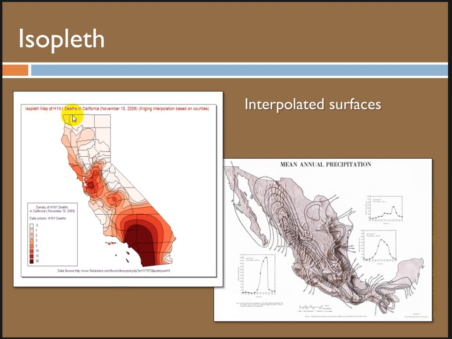This is an Isopleth map of H1N1 deaths in California. Again, we probably have cities or counties reporting in deaths, and then we have to create values in between known values and create these isopleth lines of equal value. All right.